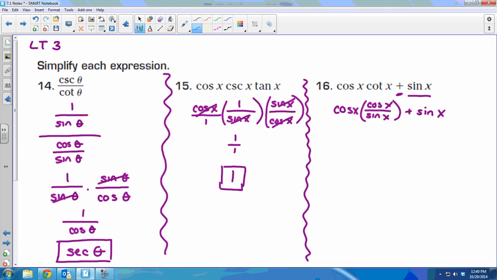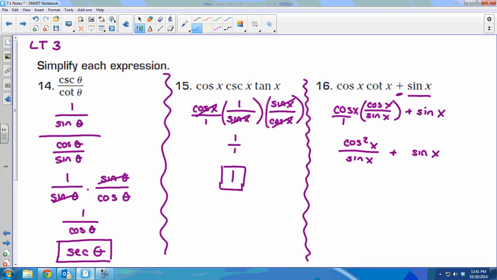Now, nothing cancels out here. All right, nothing cancels out, but I have nothing else that I can do, so I'm just going to go with it. So I'm going to multiply. I have cosine squared x over sine x, and I have this plus sine x. I haven't made this any simpler, right? But I'm just doing what I can, trying different things out.